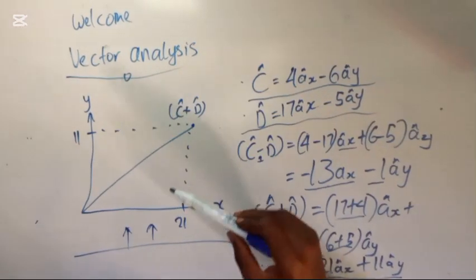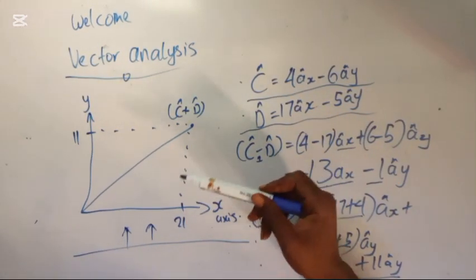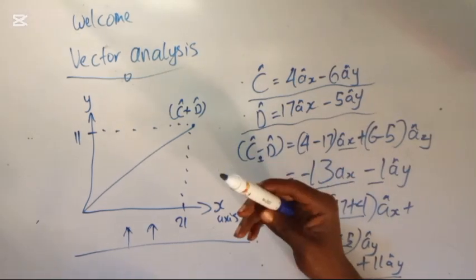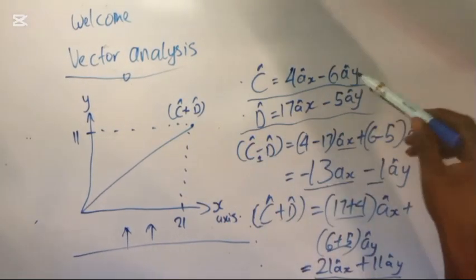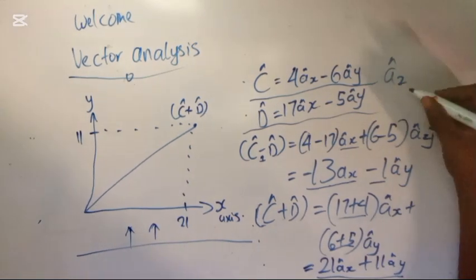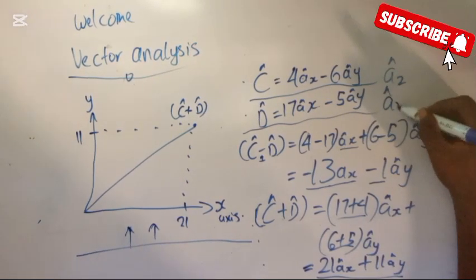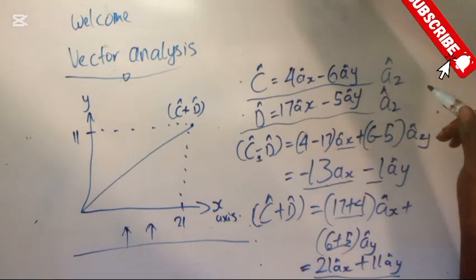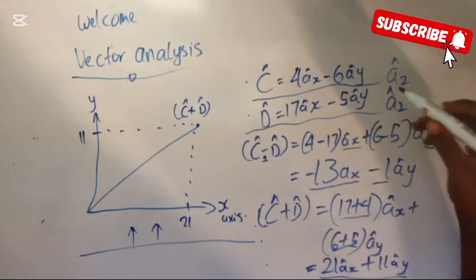But this depicts how the vector diagram will look on the Cartesian plane, on a two-dimensional plane, because the z-axis or the z variable for these two vectors was not actually given. So yeah, that sums up the video.